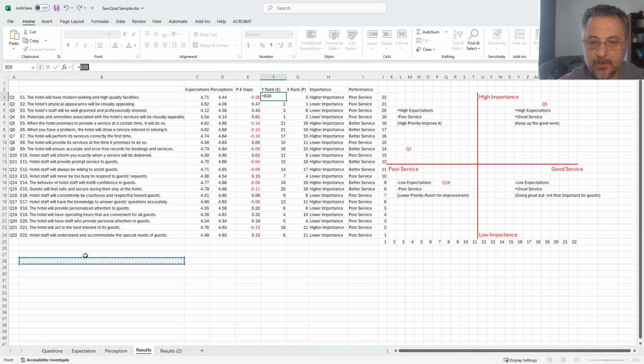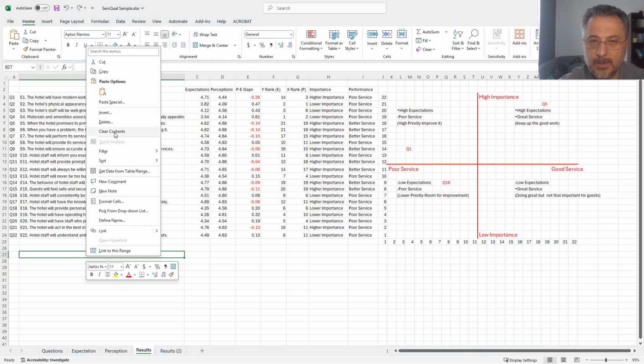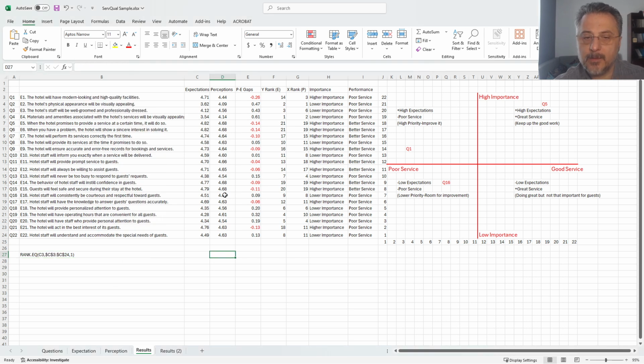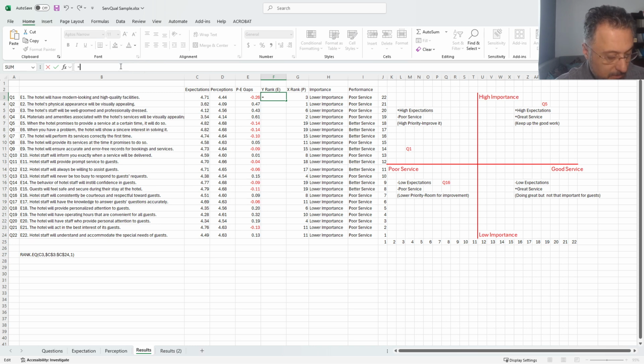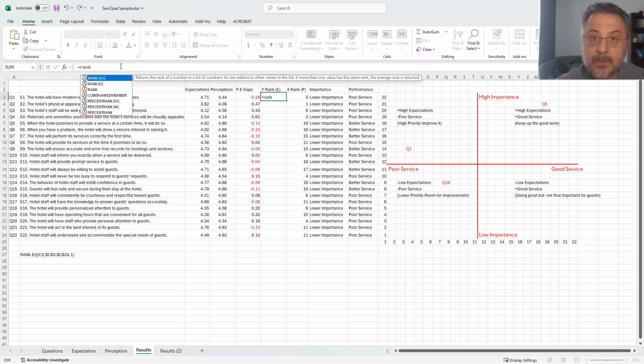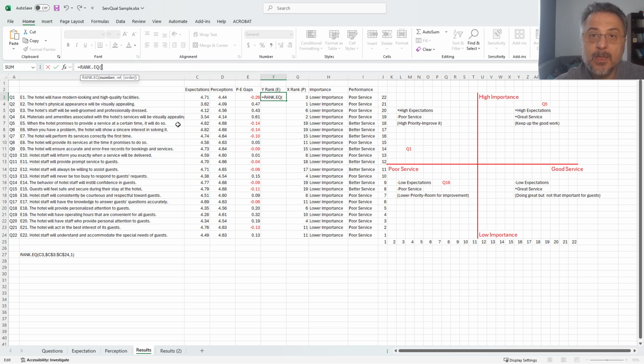So I can show. Okay. Now, what we are going to do here is use this RANK.EQ function. As you can see from here, the first one is the number.